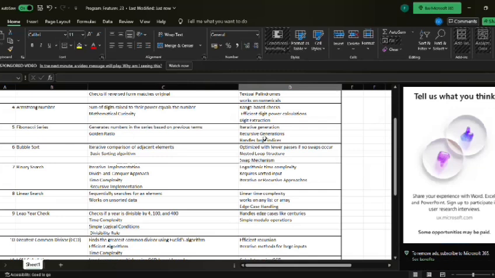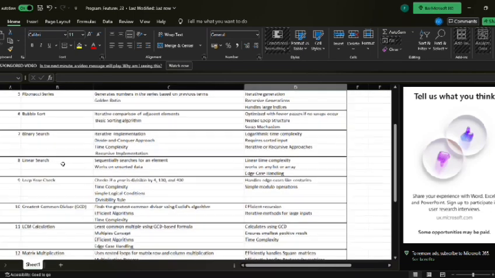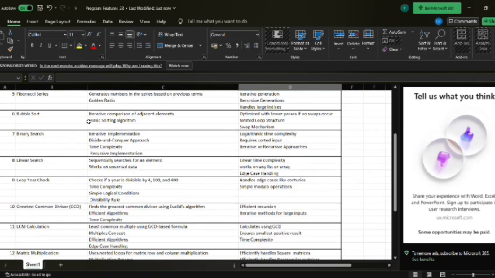5. Fibonacci series. Generates numbers based on previous terms: each number in the Fibonacci sequence is the sum of the two preceding ones. Golden ratio: the Fibonacci sequence is closely related to the golden ratio, a mathematical constant found in nature. 6. Bubble sort. Iterative comparison of adjacent elements: bubble sort repeatedly swaps adjacent elements if they are in the wrong order. Basic sorting algorithm: it's a simple sorting algorithm, but not very efficient for large datasets.